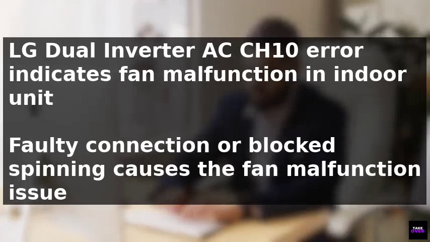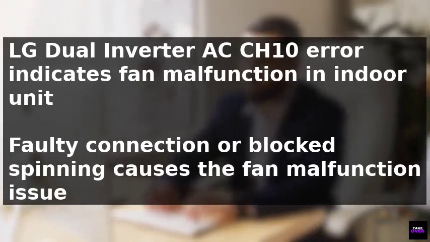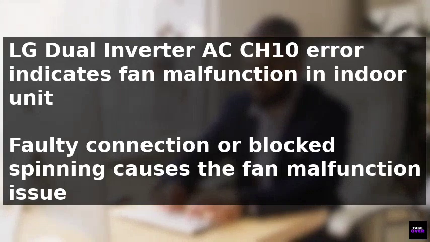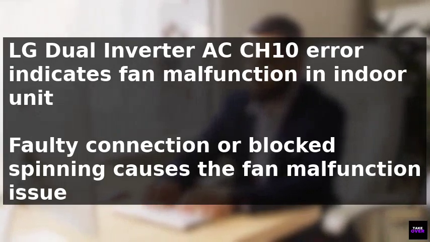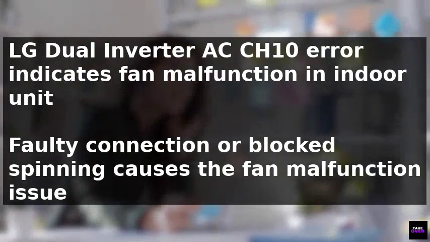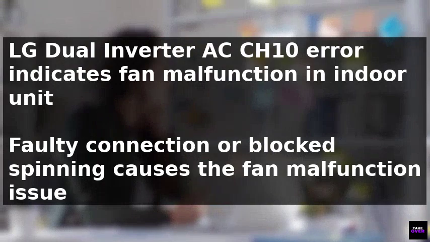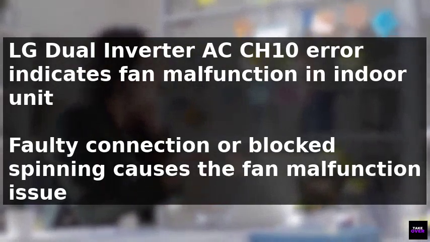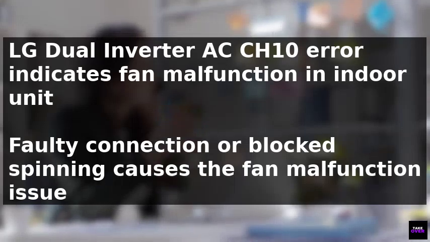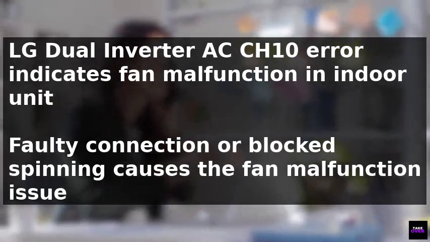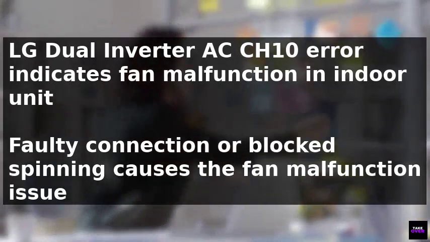The LG Dual Inverter AC CH10 error code indicates a fan malfunction in the indoor unit. This issue can be caused by a faulty connection of the fan, blocked spinning, or a faulty PCB board. To resolve this error, it is necessary to inspect the indoor unit fan connection and operation.